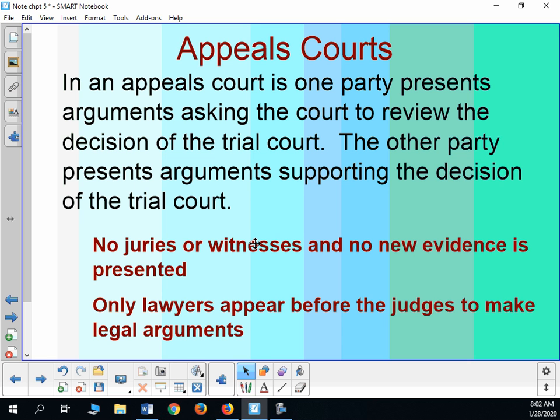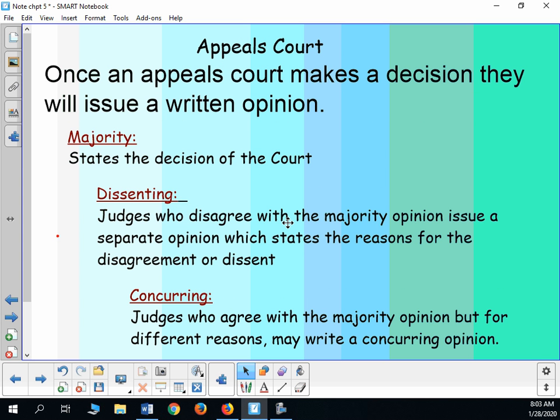So an appeals court is where one party presents an argument asking a court to review the decision of a trial court. The other party presents arguments supporting the decision of the trial court. Important to remember, an appeals court doesn't look the same as a trial court. There are no juries or witnesses, and no new evidence is presented. Only lawyers appear before the judges to make legal arguments. Once an appeals court makes a decision, they will issue an opinion.